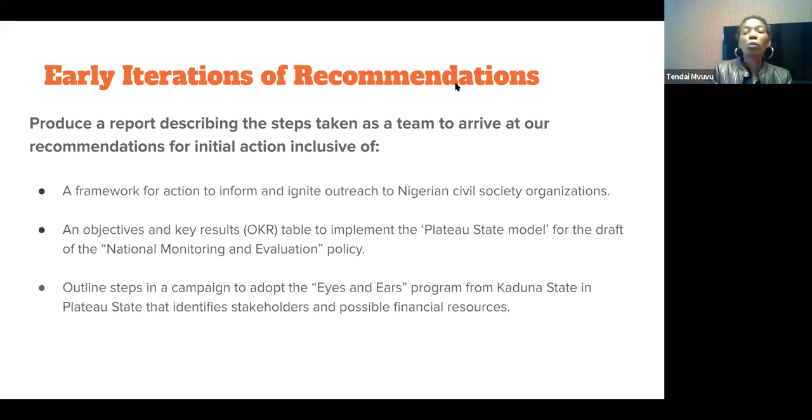However, it is important to note that these were our earlier thoughts and iterations, and eventually we did not write a report with all the factors that I've talked about, but this iterative process was very useful in developing ideas that we later recommended for the Plateau State government.